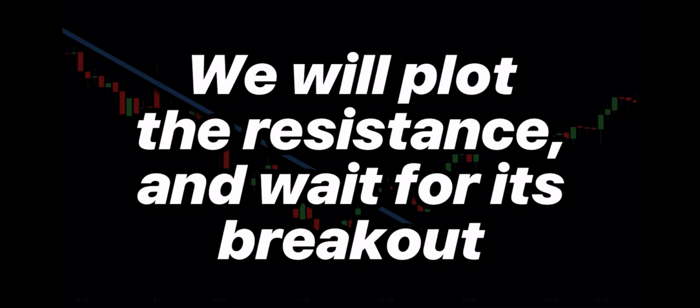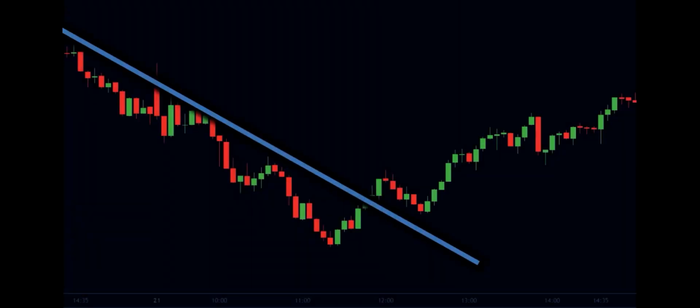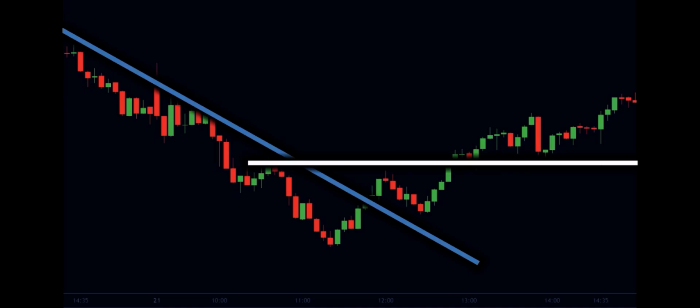We will plot the nearest resistance level and wait for its break. Now, to plot the nearest resistance level, we will look at the trend line. We identify the last touch of the trend line before the breakout. We identify this as the last touch, and we will mark this level as our point of resistance. We wait for the price to break above the resistance level. On this candle, we see that the price breaks above the resistance level.